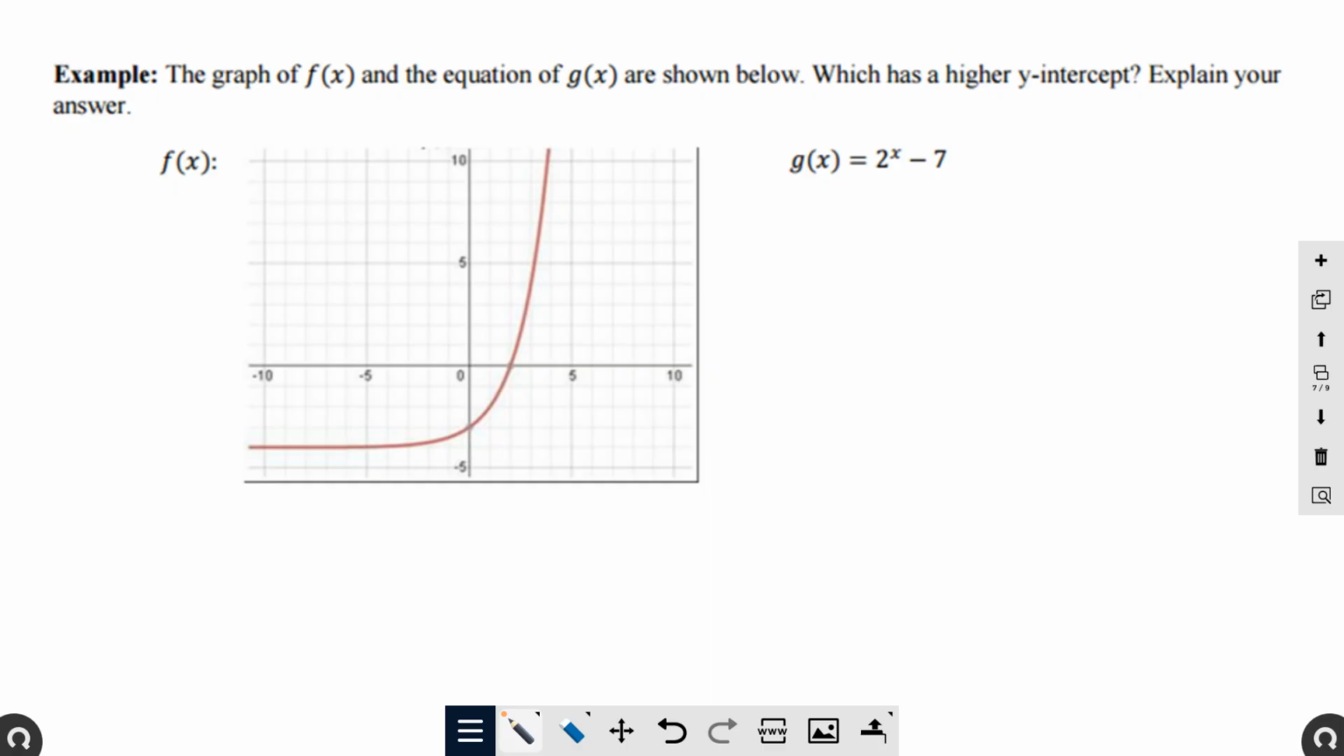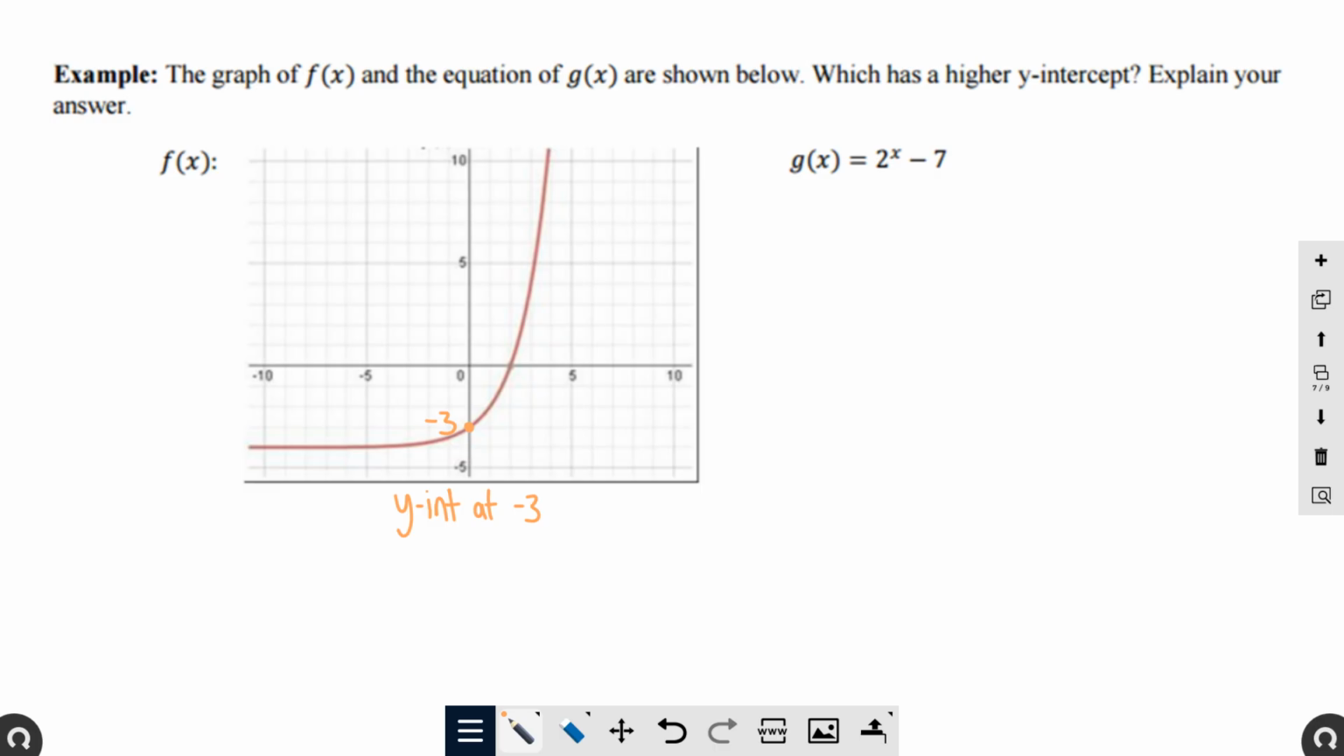All right, one more graph type problem. It says we have 2 functions here. F of x and g of x are shown. Which one has the higher y-intercept? Well, with the graph, we could quickly tell the y-intercept is at what? Negative 3. Yep. So this graph has a y-intercept at negative 3.